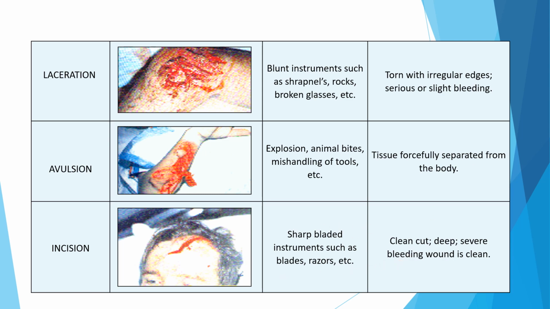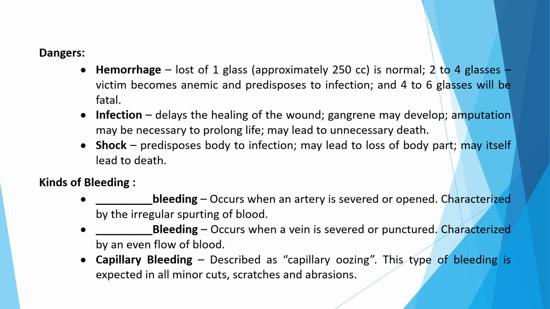So, the dangers. Okay, dangers. We have your hemorrhage: loss of one glass, approximately 250 cc, is normal when it comes to your open wound. But if you're going to increase the blood loss to 2 to 4 glasses, victim becomes anemic, and of course, it will going to predispose the patient to infection. And pag grabe na, 4 to 6 glasses will be fatal. So, it needs now your transfusion.